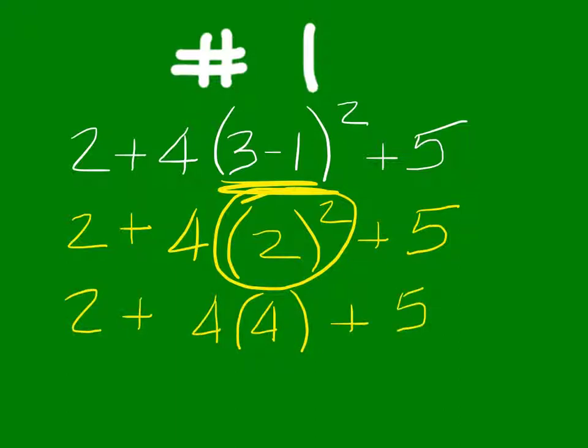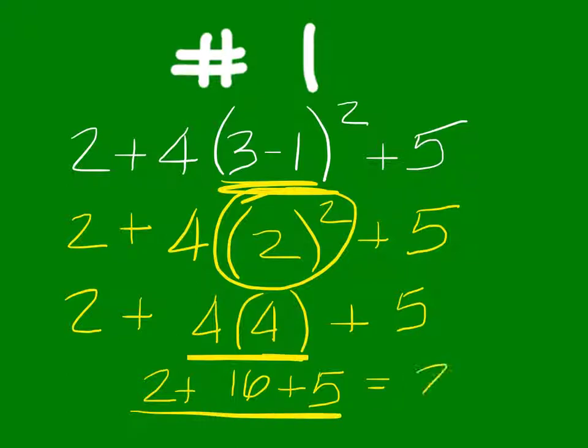What do I do next? 4 times 4. Multiplication comes before addition, so that's 16. Everything else stays the same. And if you add these all together, left to right, you should get 23.